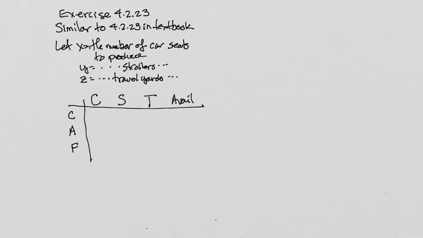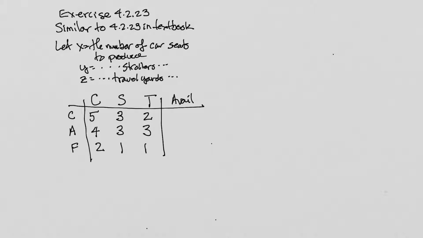So from the very top, I can see that each car seat requires 5 hours of labor for parts and creation, 4 hours for assembly, and 2 hours of finishing. The strollers require 3 hours of labor for creation, 3 hours of labor for assembly, and 1 hour for finishing. And each travel yard requires 2 hours of labor for creation and 3 hours for assembly and 1 hour of finishing and packaging.